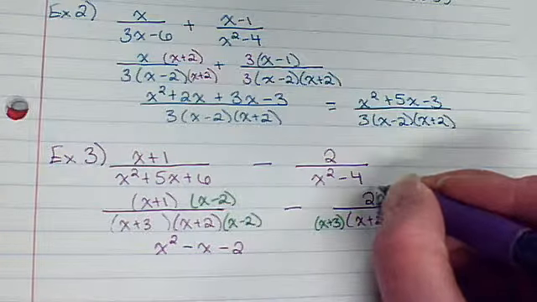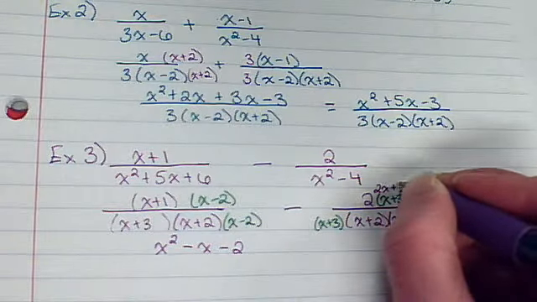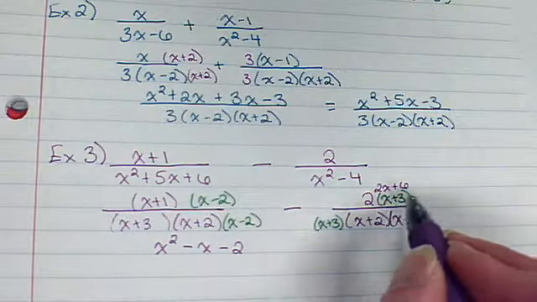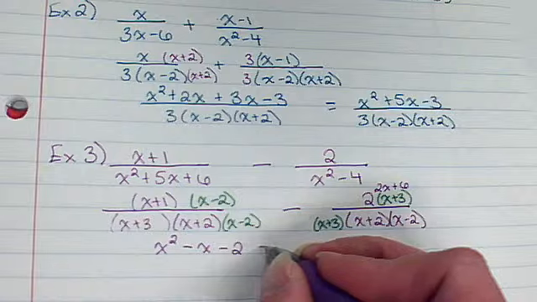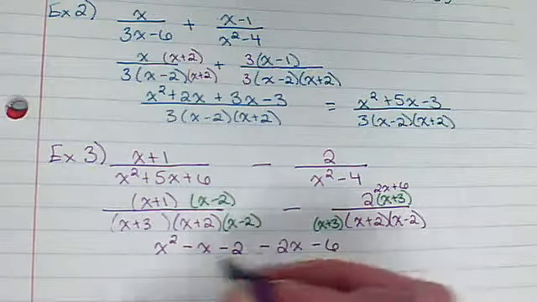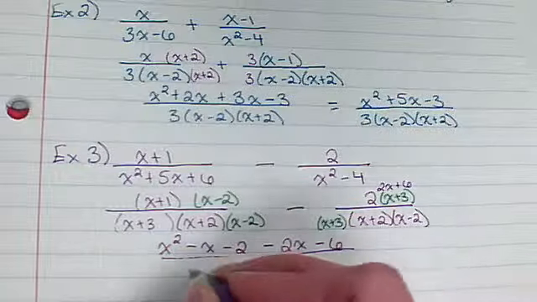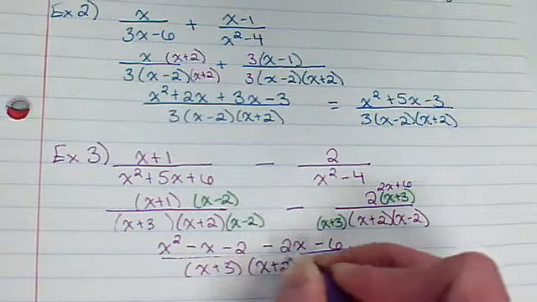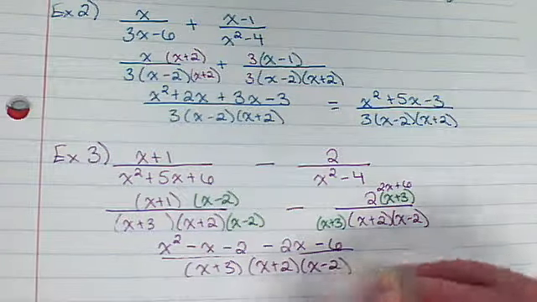So let me go ahead and distribute. This would be 2x plus 6. Now we have to be careful when we have subtraction, because we're subtracting each of those things. So we're going to be subtracting a 2x and subtracting a 6. In the denominator we have x plus 3, x plus 2, and x minus 2.